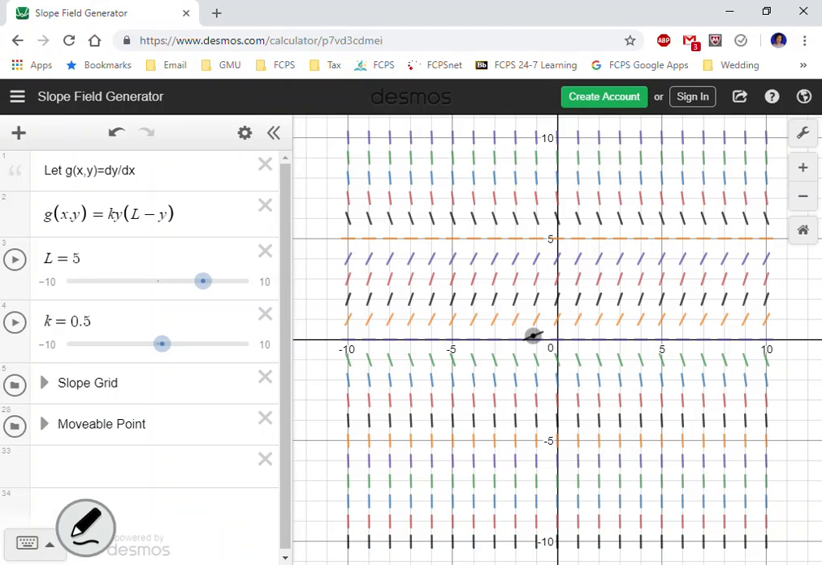So on free responses and stuff, since logistic growths always look exactly the same, if they ever ask you, or if I ask you, hey, where is it growing the fastest? And you know the limiting capacity is 5, you can say it's growing the fastest at 2.5 because it's a logistic growth function and it's always growing the fastest at half of its carrying capacity. Okay.